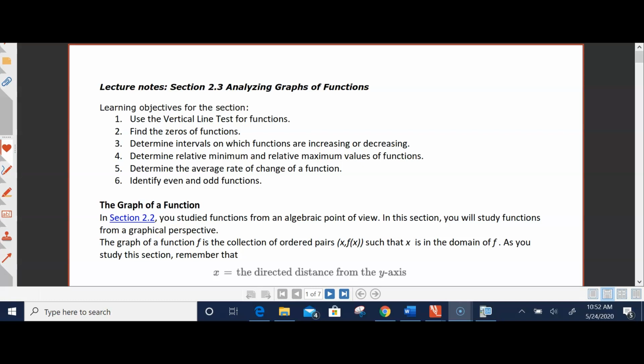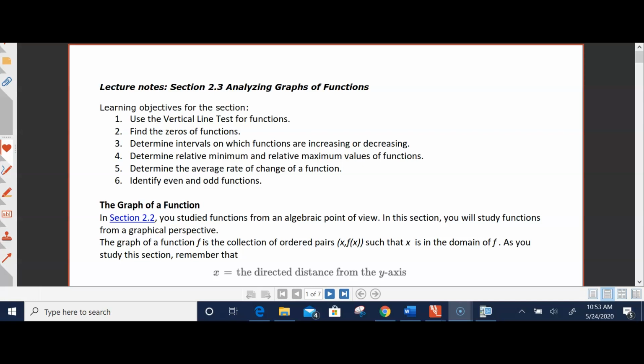Hey there, how about we continue to work in Chapter 2 with Section 2.3, Analyzing Graphs of Functions. Welcome back. We'll be looking at the objectives of using the vertical line test for functions, finding zeros of functions, determining intervals where a function is increasing or decreasing, find relative maximum and minimum values of functions.